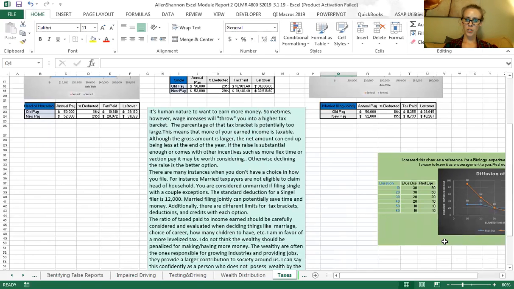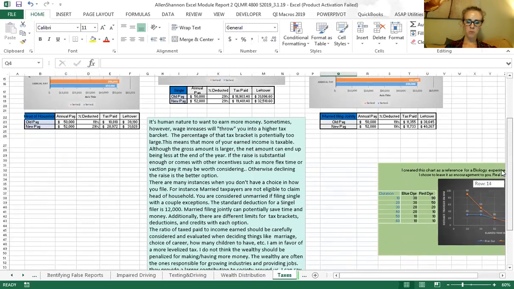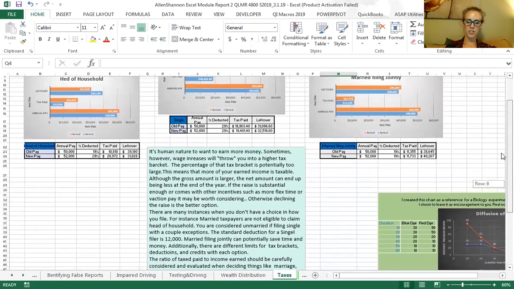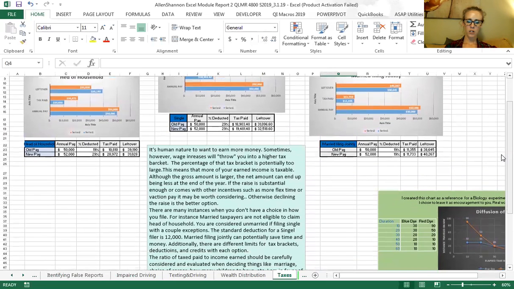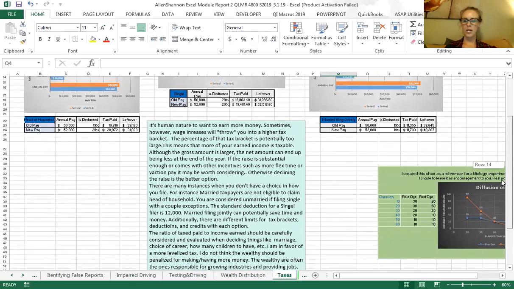There are many instances when you don't have a choice in how you file. For instance, married taxpayers are not eligible to claim head of household. You're considered unmarried if filing single, with a couple of exceptions. The standard deduction for a single filer is $12,000. Married filing jointly can potentially save time and money. Additionally, there are different limits for tax brackets, deductions, credits with each option. The ratio of taxes paid to income earned should be carefully considered and evaluated when deciding things like marriage, choice of career, how many children to have, etc.